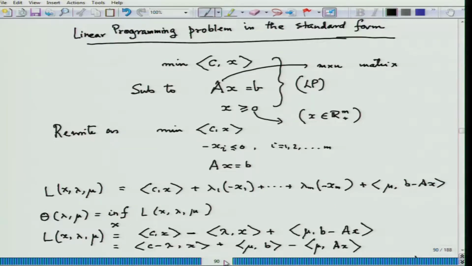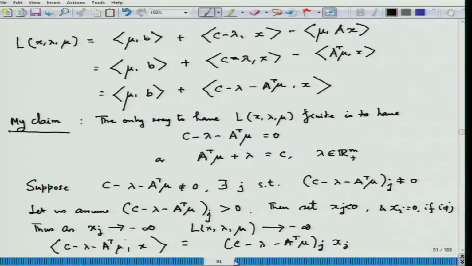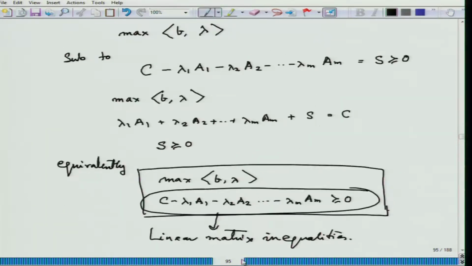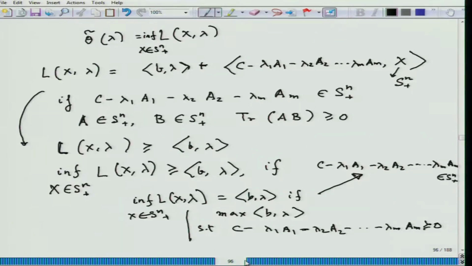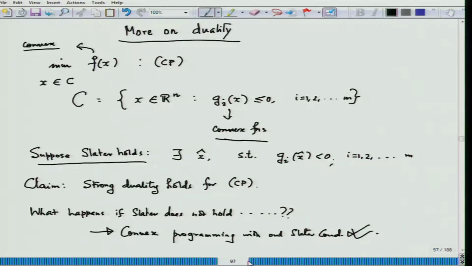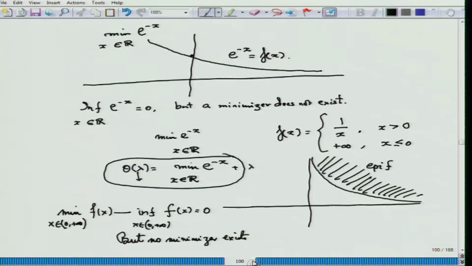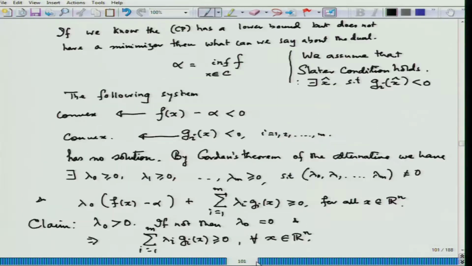So, let us go back and you see here, linear programming in the standard form we have written in this way, and in this case also we have written down the dual. What we are now going to say is that we can use the saddle point results, the saddle point conditions, to write down the optimality conditions in linear programming problems.